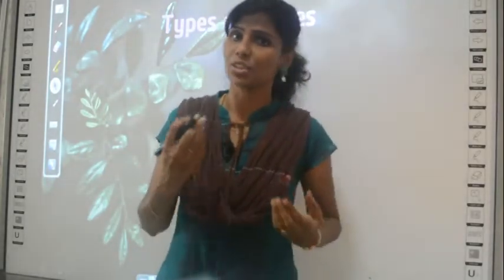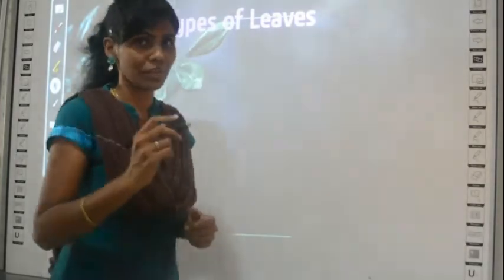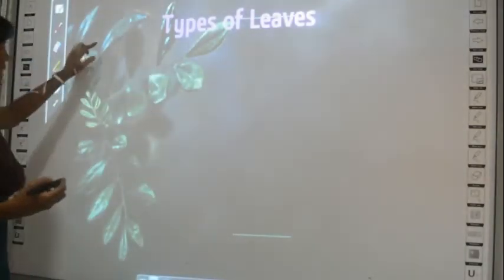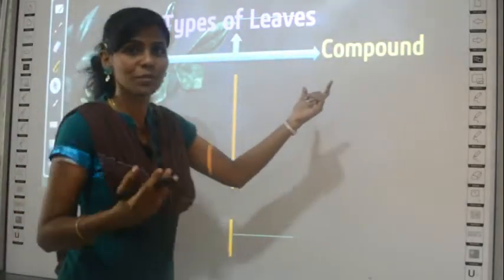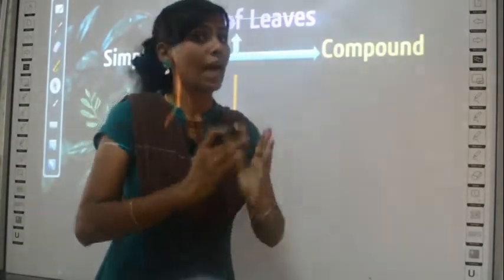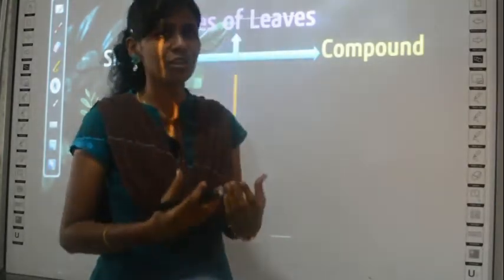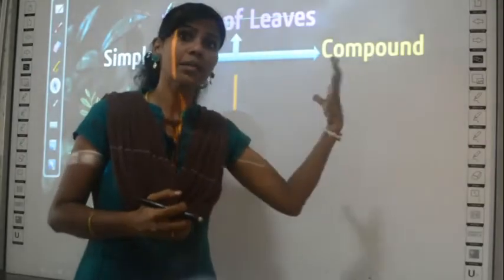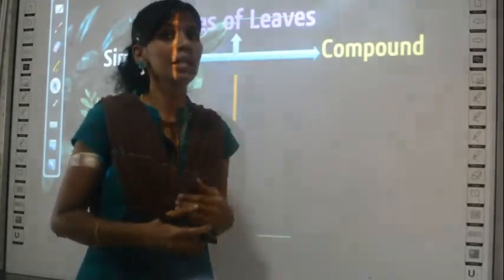So based on their shapes and sizes, they are categorized into two types. Okay, so what are they? They are called simple leaves and compound leaves. What are the two types of leaves? Simple leaves and compound leaves. The name itself suggests that simple is going to be very simple in structure and compound is going to be a complicated structure. So let's learn what it is.